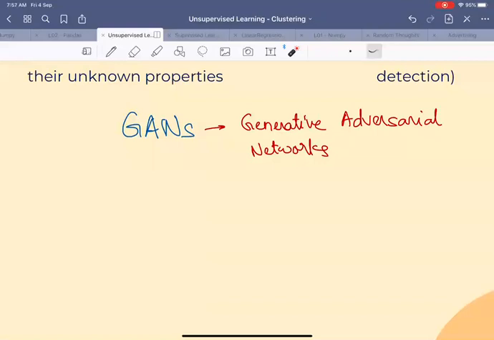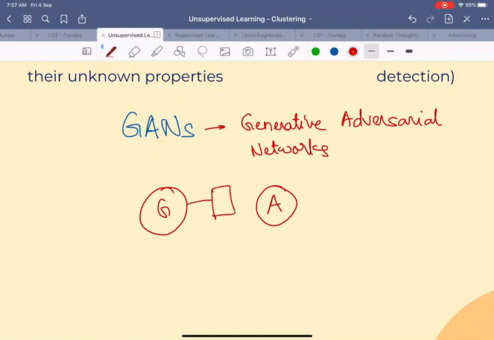GANs work on that principle by pitting two algorithms against each other. You have a generative algorithm and you have an adversarial algorithm. Let's say you have trained this network with lots of images of cats. Now, the generative network will predict an image, or it will give an output of a cat. And the adversarial network will tell, does this look like a cat or not? If it says it looks like a cat, then our algorithm is trained. We have an actual algorithm that can spit out images of cats.